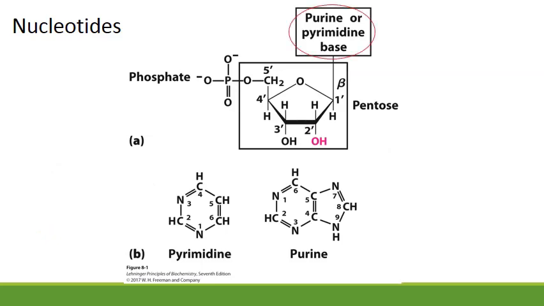So now let's focus on the purine and pyrimidine, or the nitrogenous base part of the molecule. Down below here you have a generic example of a pyrimidine and a purine, and you can notice right off the bat the difference between the two: the single ring structure as opposed to the double ring structure seen here.